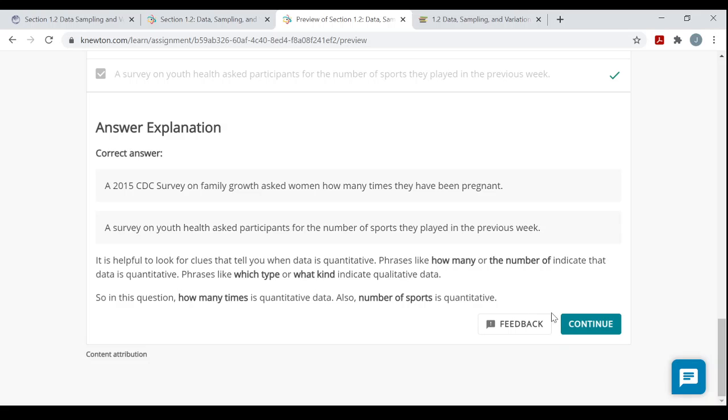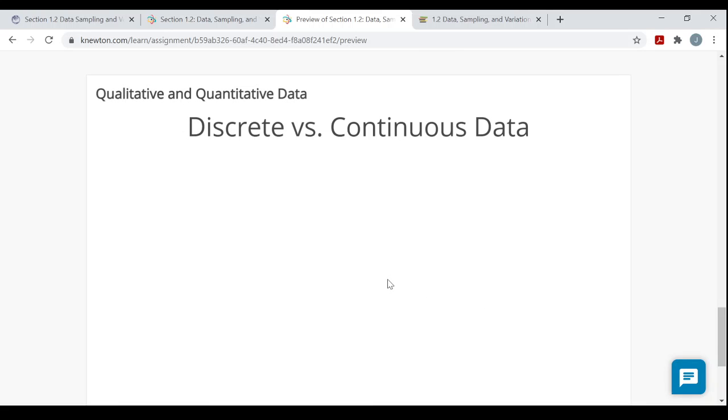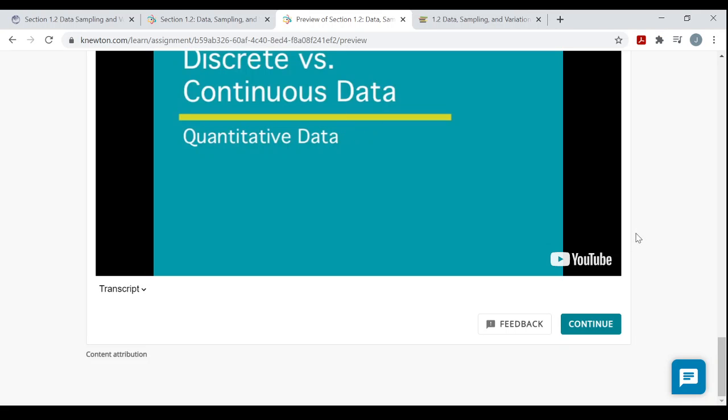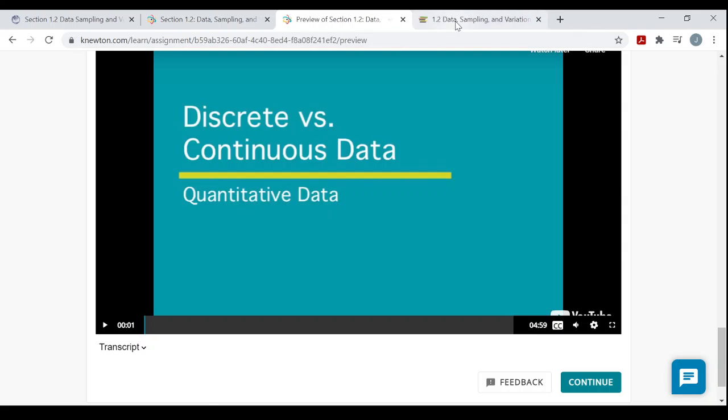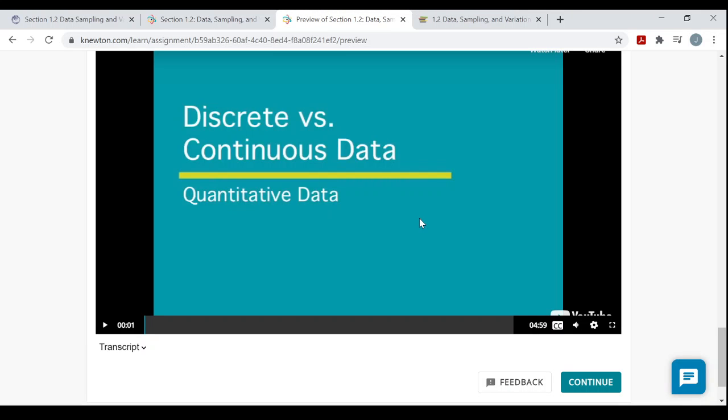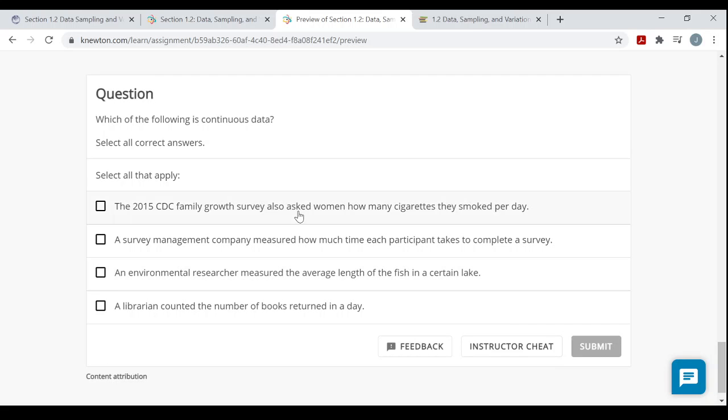All right, and again, read the explanation. Here we go. Discrete versus continuous, the second part of this. You could watch a video if you want. They talk about the difference between discrete versus continuous. Discrete is counting numbers, 0, 1, 2, 3, 4, something you can count. Continuous is something that has to be measured: length, weight, volume, height, time, etc. Again, watch the video on your own if you wish.